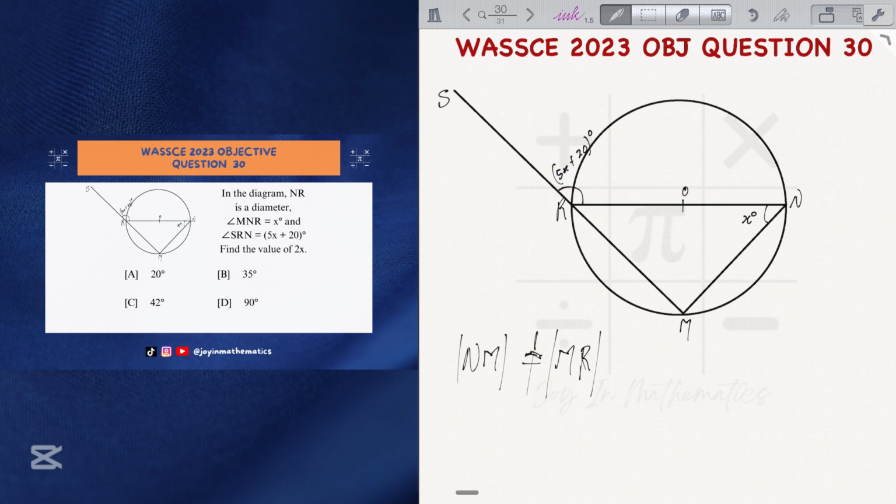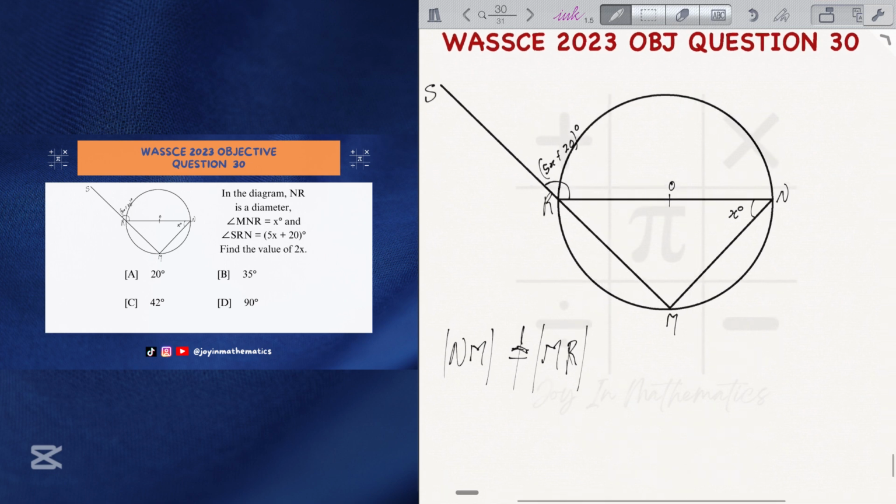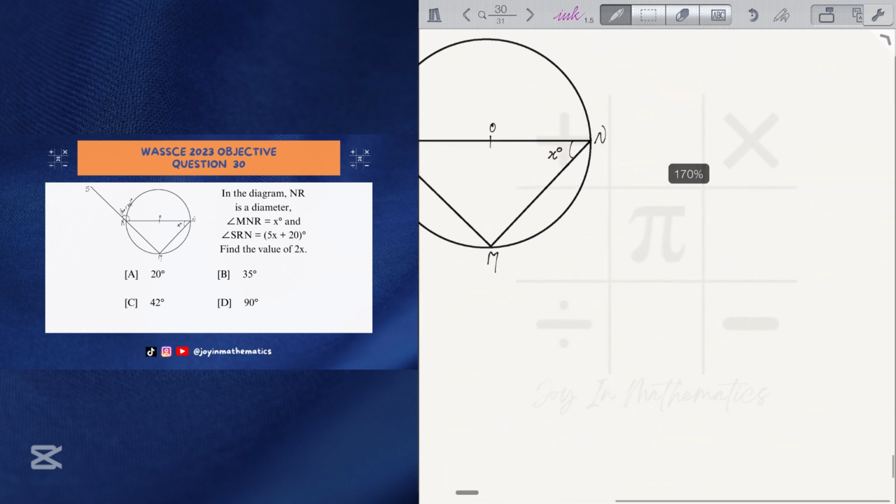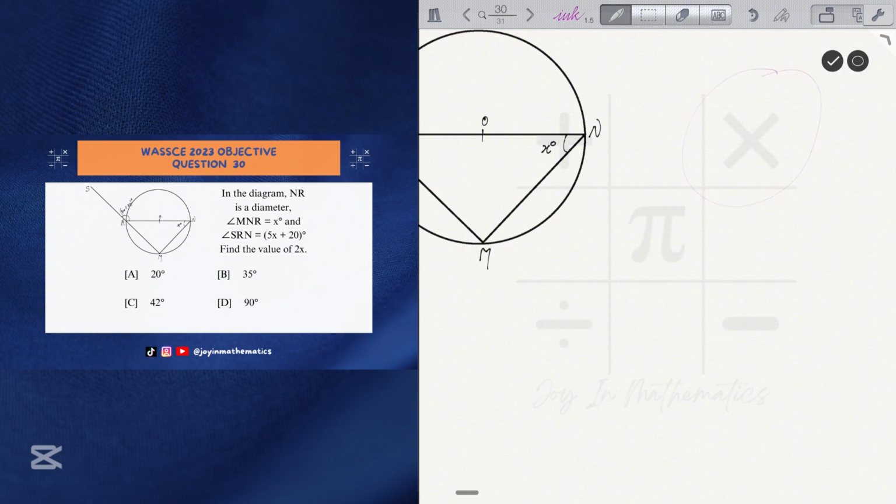But before then, let's just recall ourselves on the most important circle theorem. In circle theorem, we say when we have a circle and the center, the arc projects an angle to the center. Let's call it angle theta. Now that same arc projects an angle to the circumference. Let's call it angle alpha. We are saying in essence that the angle at the center is twice the angle at the circumference. So theta is equal to 2 alpha.